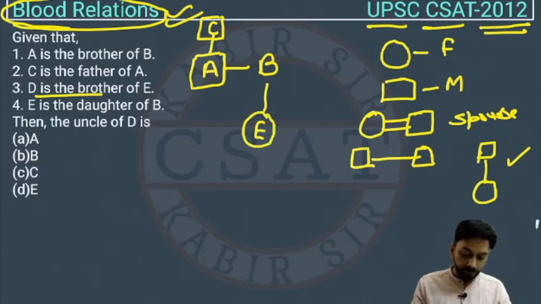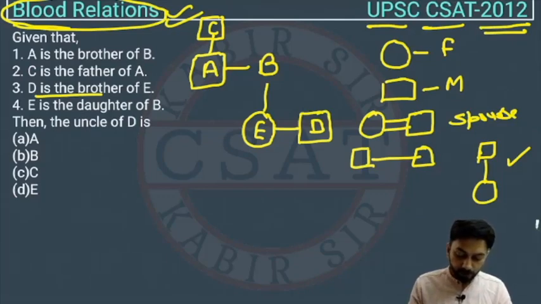Now D is the brother of E. So D is a male, brother of E, right? So now E and D both are children of B, right? We don't know who is the spouse of B, and we also don't know the gender of B, right? But we know that A is a brother of B.